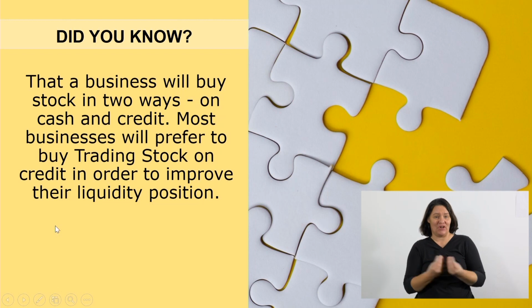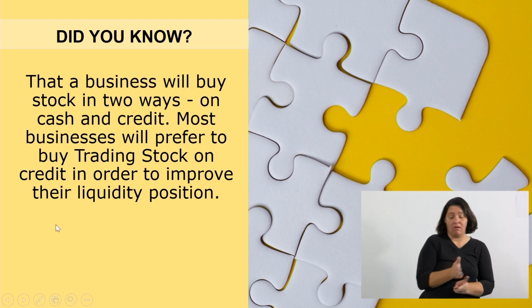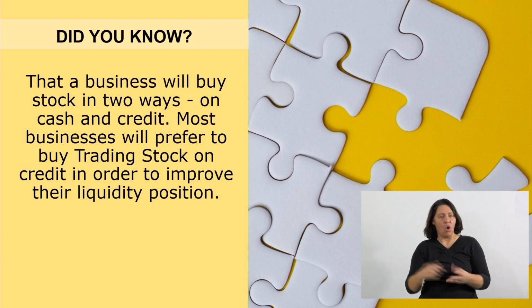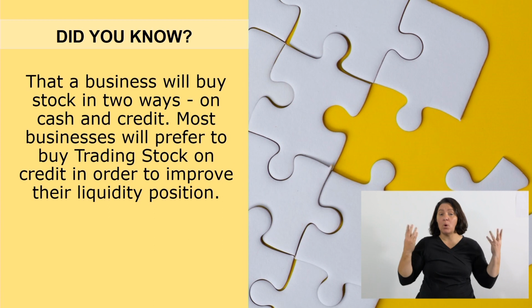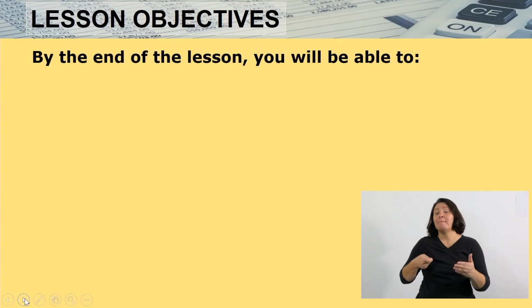In today's class, I'm going to be talking about combined cash and credit transactions, and my focus is going to be on the trading stock account. Did you know that a business will buy stock in two ways, on cash as well as on credit? Most businesses will prefer to buy stock on credit in order to improve their liquidity position.